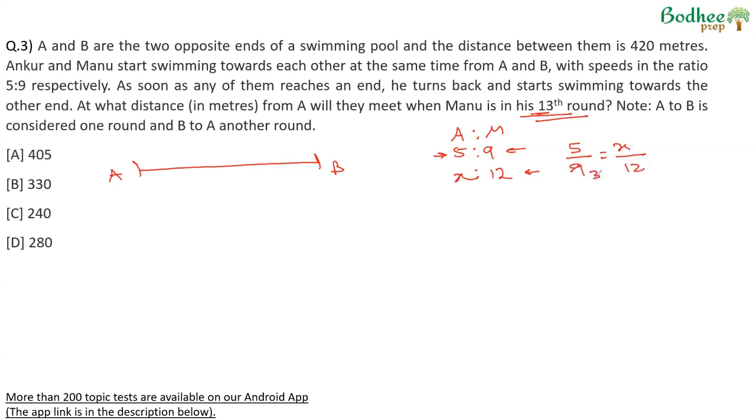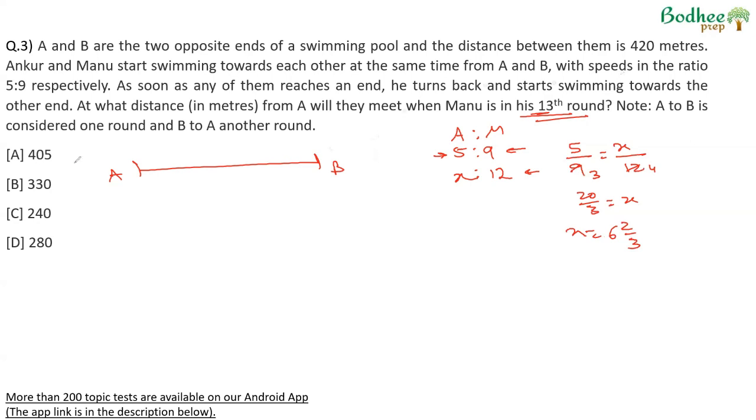So this becomes 20 by 3. The value of x is 20 by 3, which means 6 full rounds and 2/3 of a round.